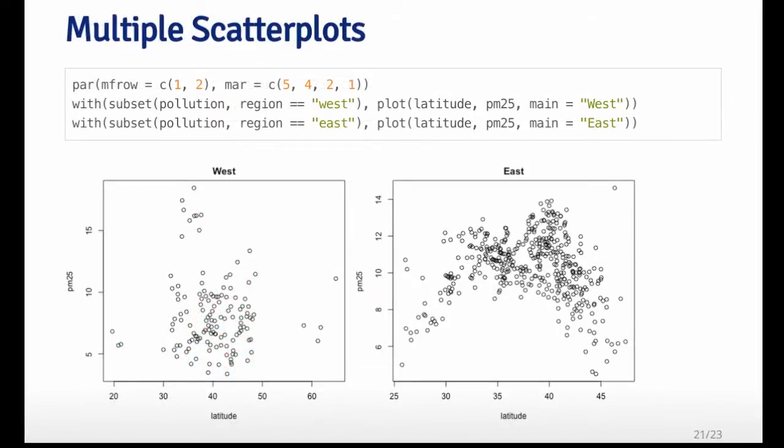Another way to look at these 3 variables is to just make 2 plots. So now I've got a panel of plots. On the left-hand side, I've got all the western counties, and on the right-hand side, I've got all the eastern counties, and I'm plotting them by latitude and PM2.5. So you can see that in both cases, the higher pollution counties tend to be in the middle latitudes, and the northern and southern latitudes tend to have generally lower pollution. This is both the case in the eastern and western United States, so that's kind of interesting.